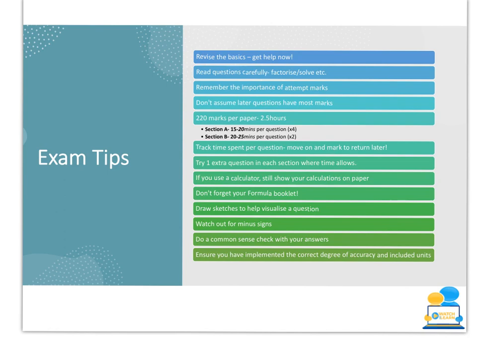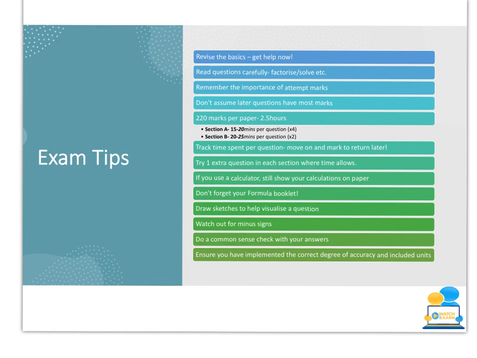So these are some exam tips that I've put together for both our higher level and our ordinary level students. This is certainly not an exhaustive list, and I'm sure you've heard most of these before in different places, but just a few things to keep in mind over the next few days when you're preparing for your maths exams.